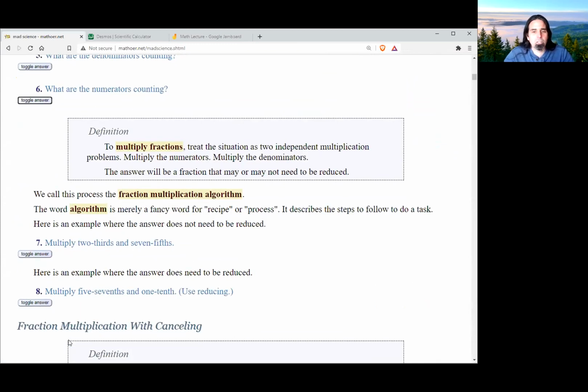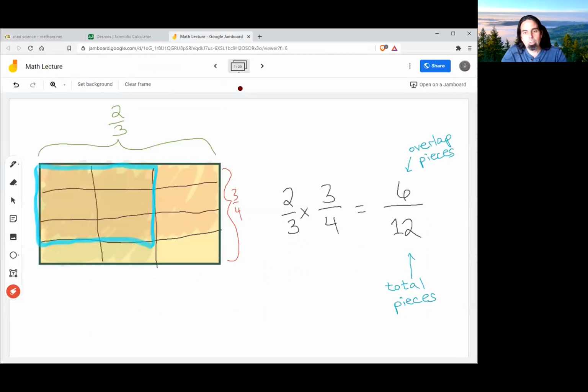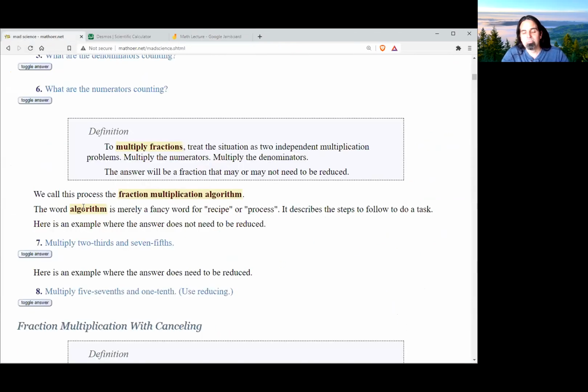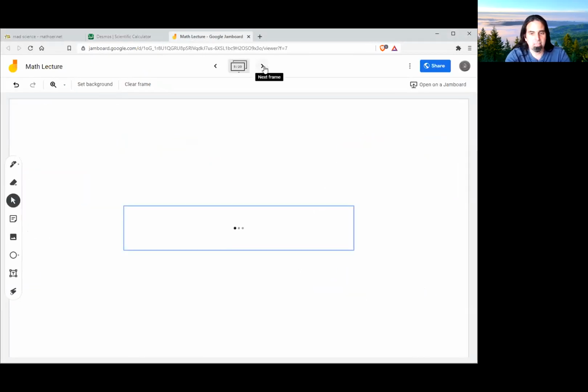So to multiply fractions, our process, we're going to use the fancy word for process, which is algorithm. Our algorithm is to treat it as 2 independent multiplication problems. Multiply across the top, multiply across the bottom. Whether or not this is counted as done and you have to reduce it is sort of a different issue. That's not really part of the fraction multiplying, that's just part of being done. So that's our definition for multiplying fractions. I'll go ahead and put it on the Jamboard.